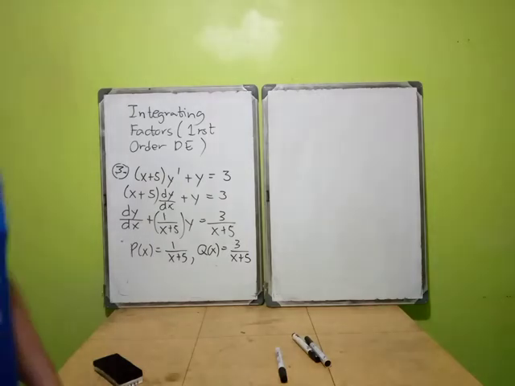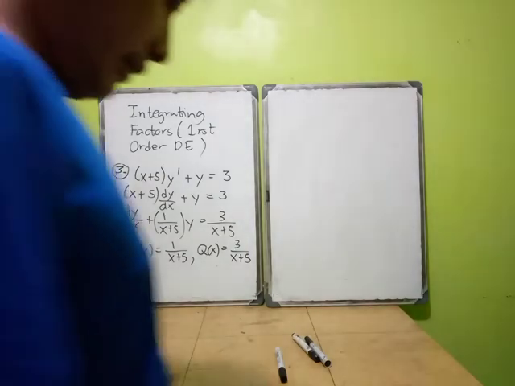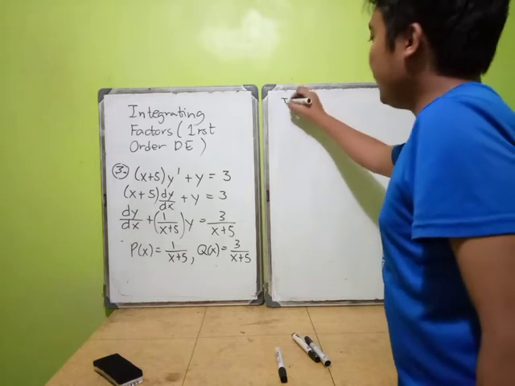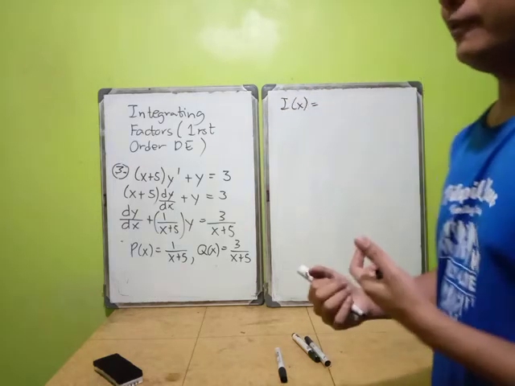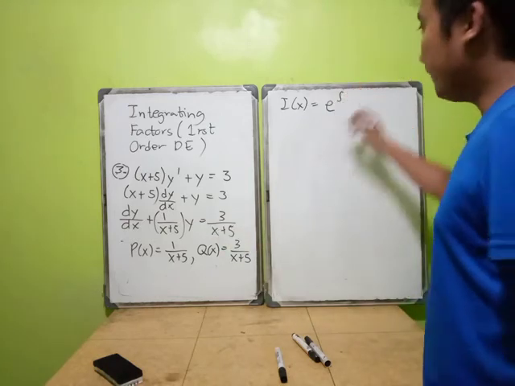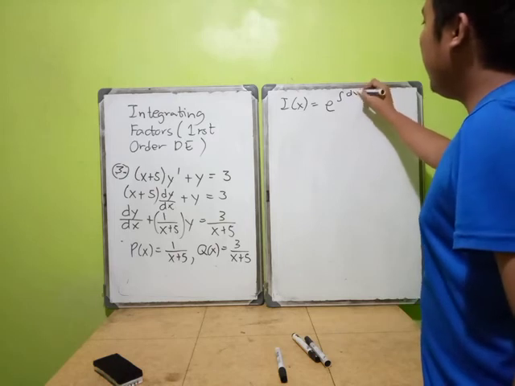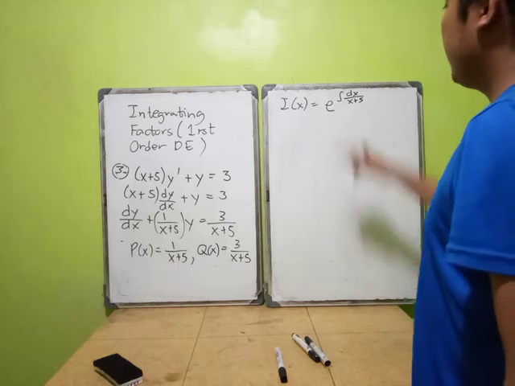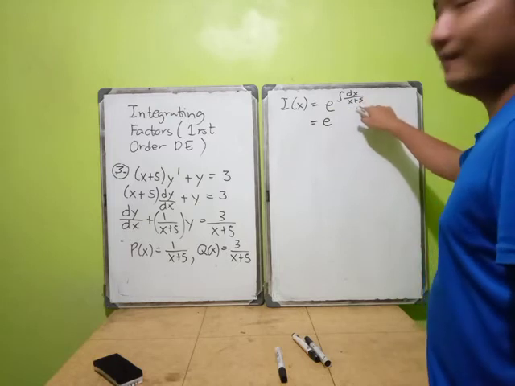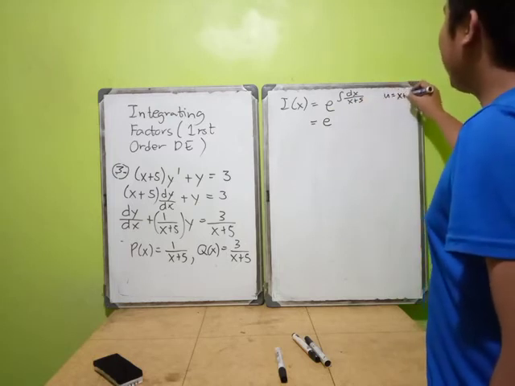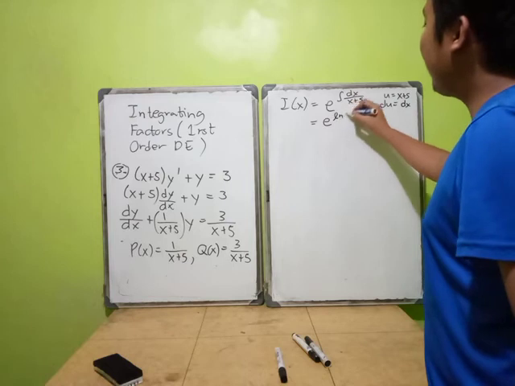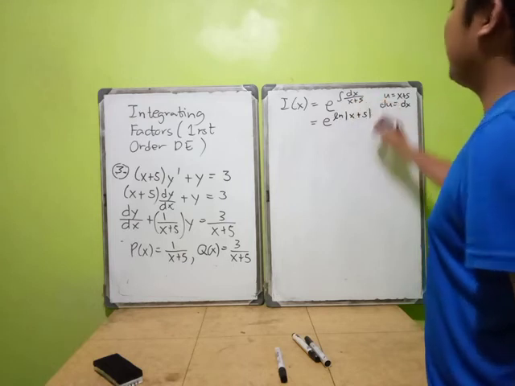Okay? So, to make the long story short, okay, so yung integrating factor natin, which is in the form of ix, is equivalent to e to the power of integral of px dx, though it is dx over x plus 5. Okay, so paano to? So magiging ano to siya? E to the power of, okay, so yung u natin dito is x plus 5. So si du natin is dx. So therefore, this is e to the power of ln absolute value of x plus 5.